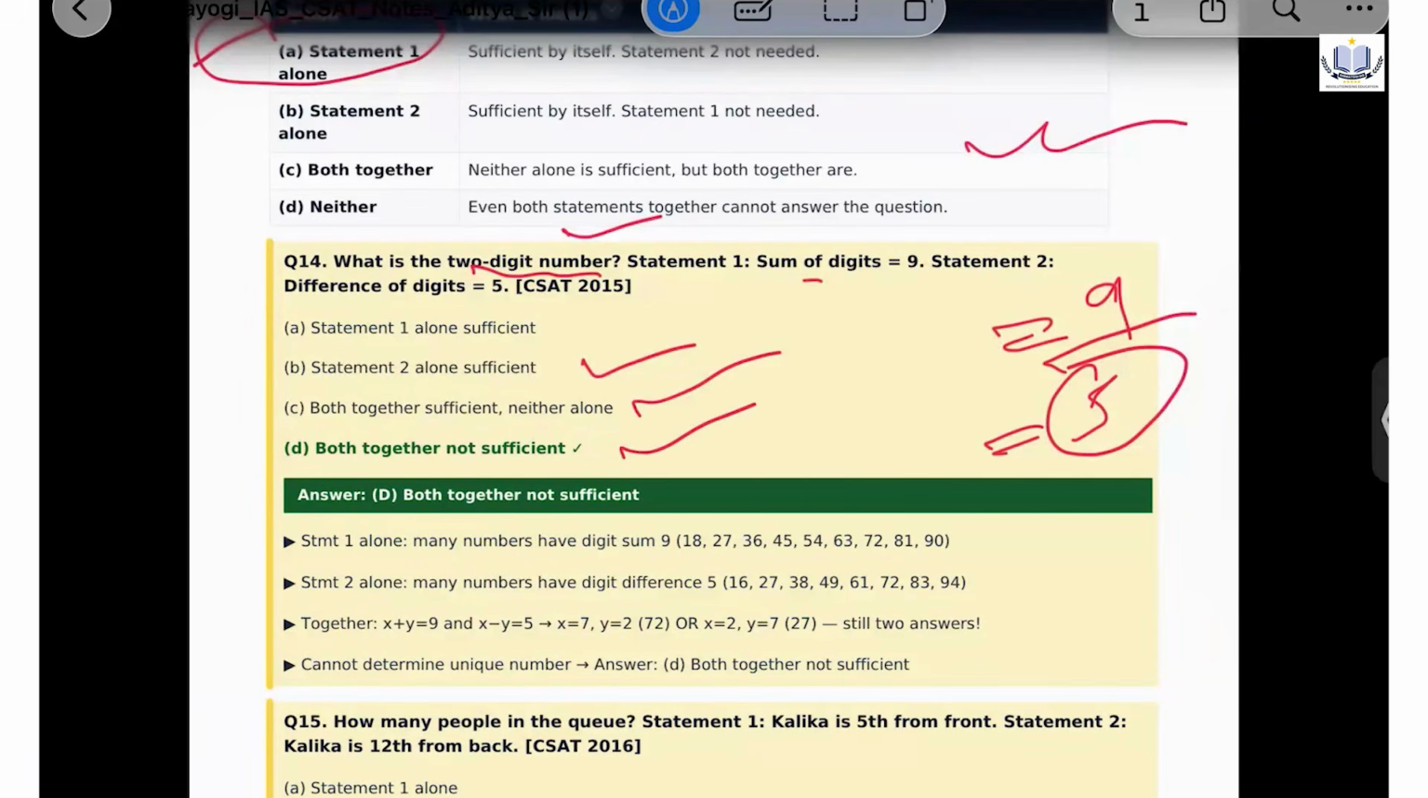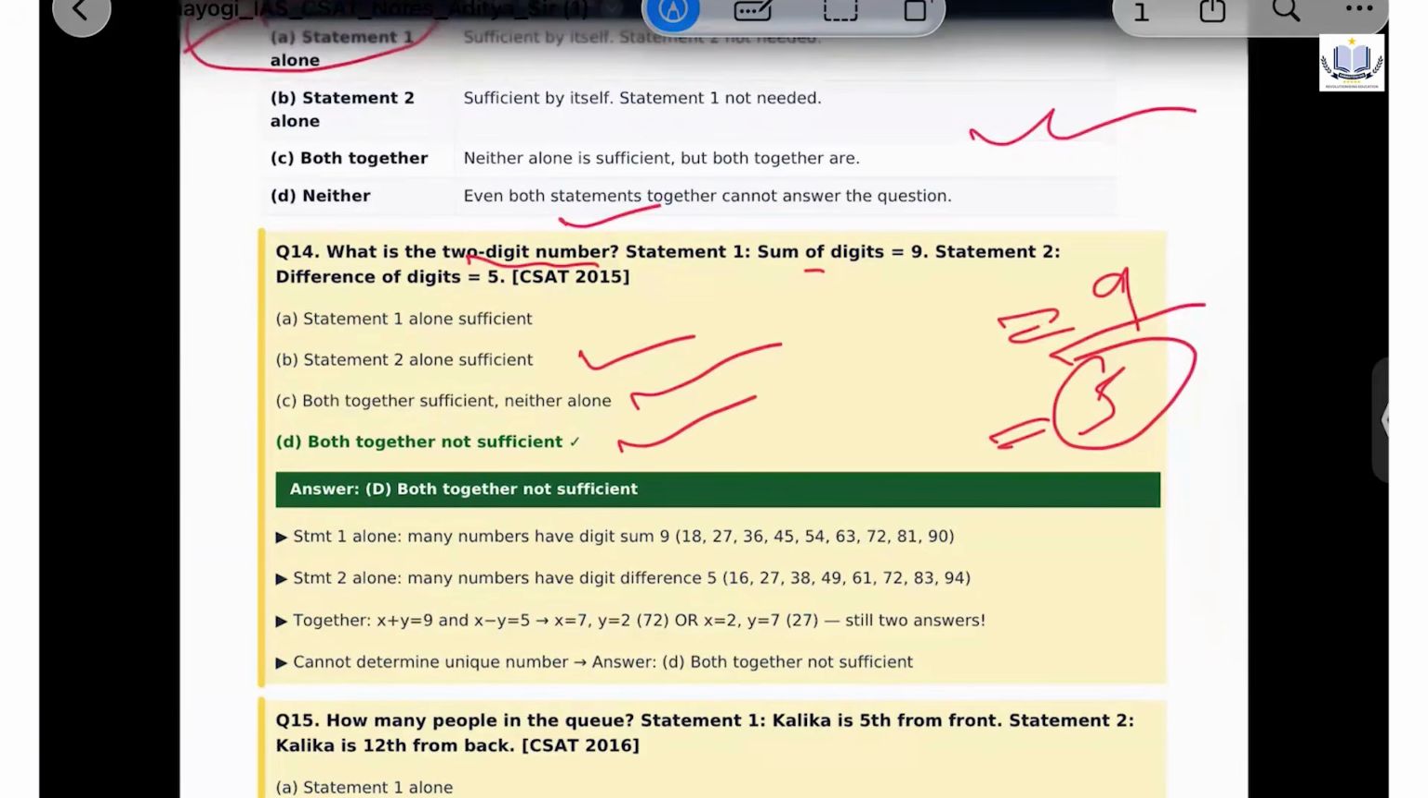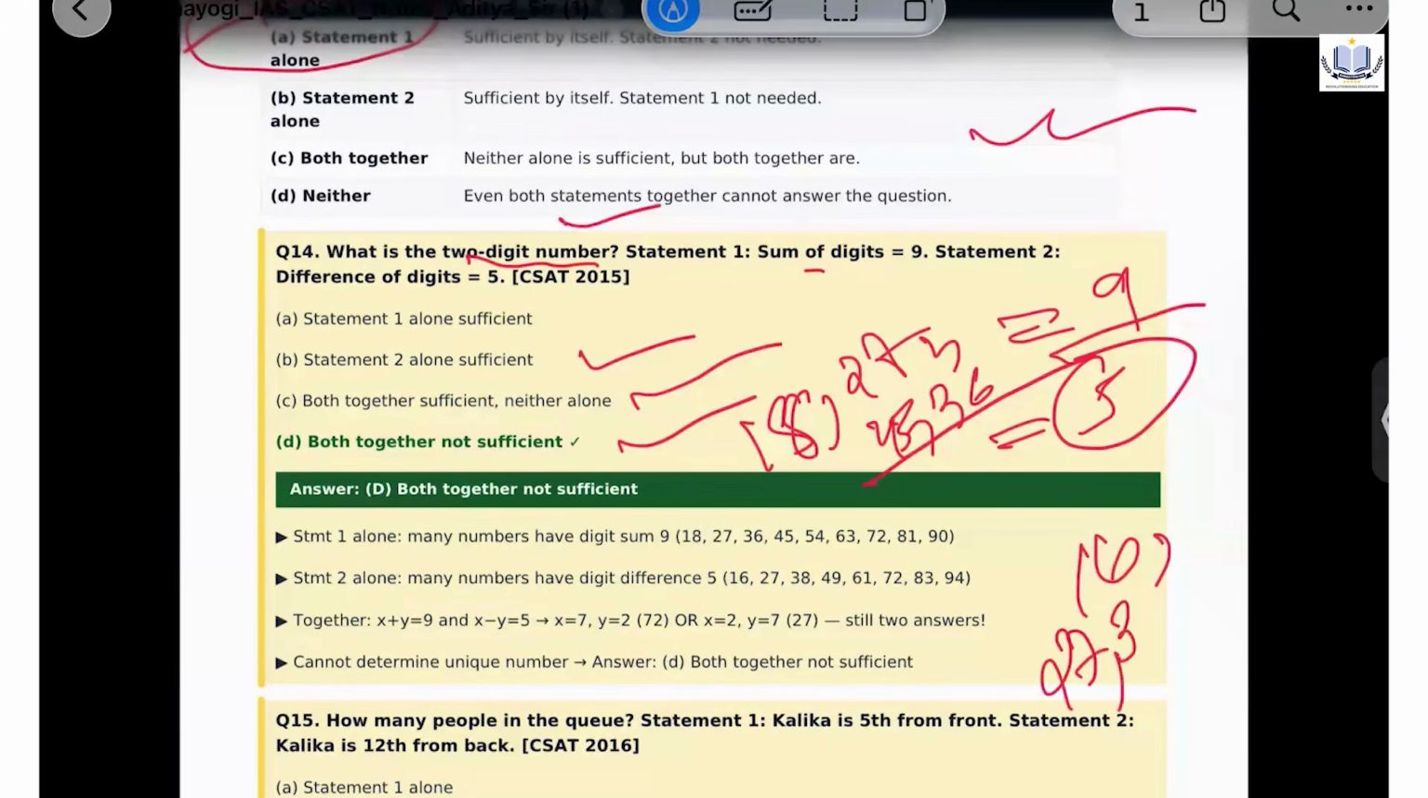Many numbers will have the sum of digits as 9, right? Many numbers can have the sum of the digits as 9, like you see, 18, we have 27, okay? We have 45, 36, many will have. And many numbers will have a digit difference equal to 5: 16, 27, 38, 49, so many numbers.